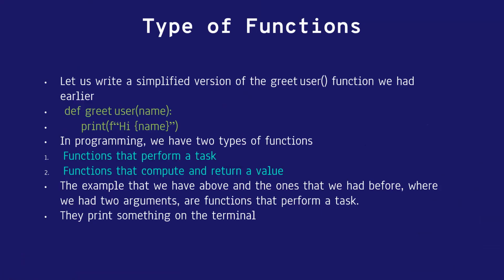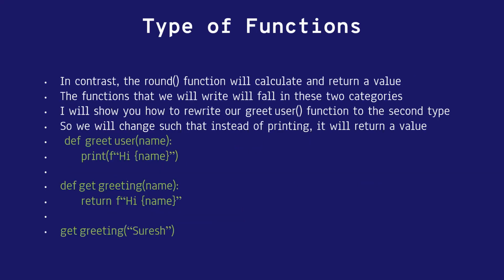In programming, we have two types of functions. We have functions that perform a task and functions that compute and return a value. The example that we have above and the one that we've had before, where we had two arguments, are functions that perform a task. They print something on the terminal. In contrast, the round function will calculate and return a value. The functions that we will write will fall in these two categories.